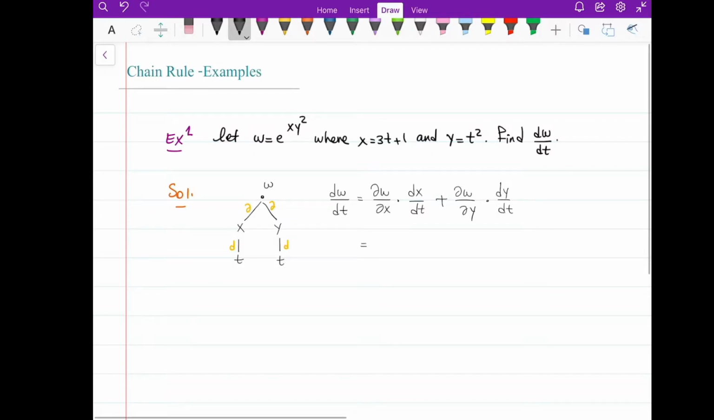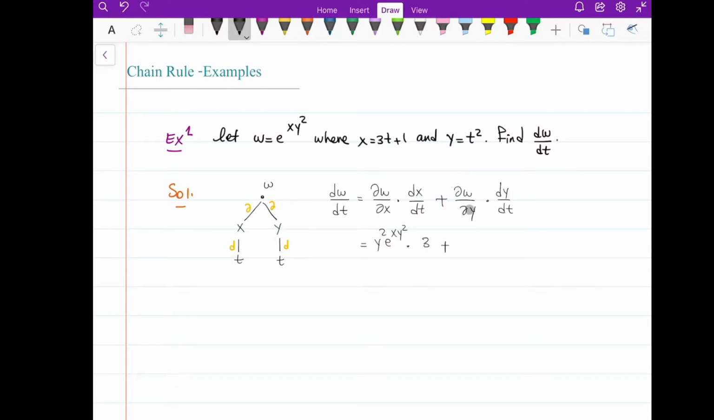So the partial of w with respect to x would be what? e to the power of xy squared, times the derivative of the inside function with respect to x. y is a constant, so I get y squared. Then the derivative of x with respect to t is just 3.